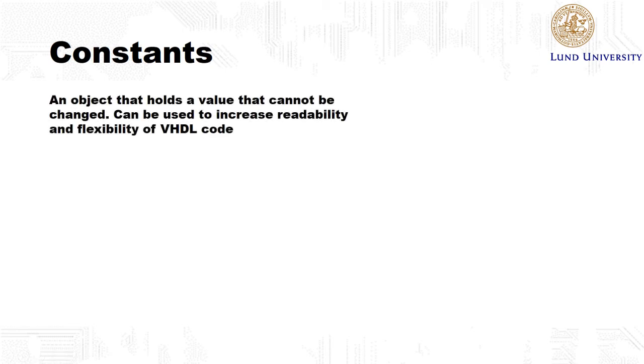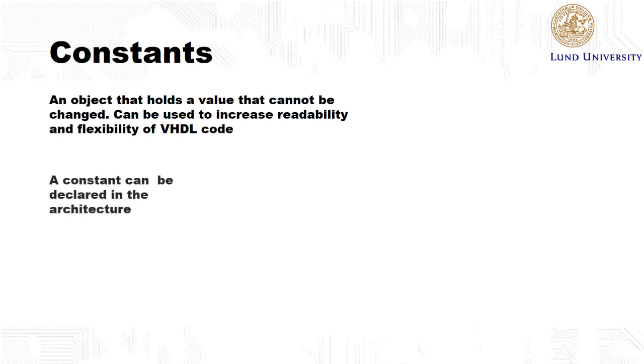The other object that is often used in VHDL to describe hardware is the constant. A constant is an object that holds a value that cannot be changed. So you can think of this as a wire with a certain value that you cannot change in your hardware. And the benefit of using a constant is that it can increase the readability and flexibility of your VHDL description.